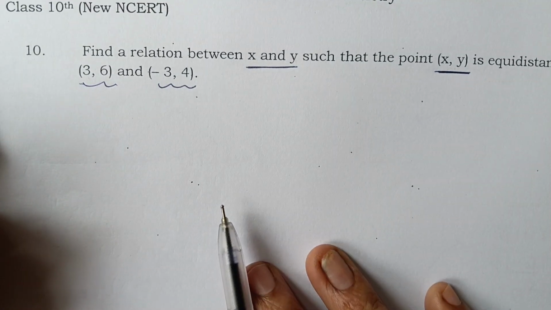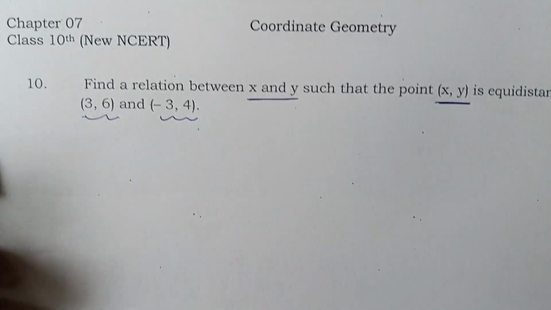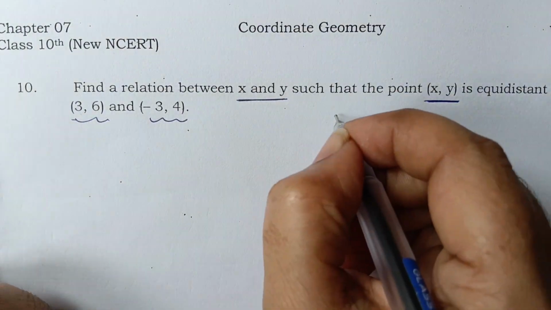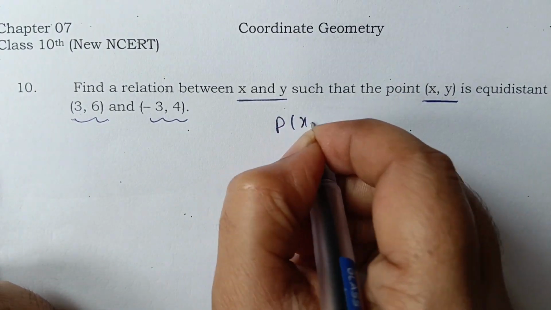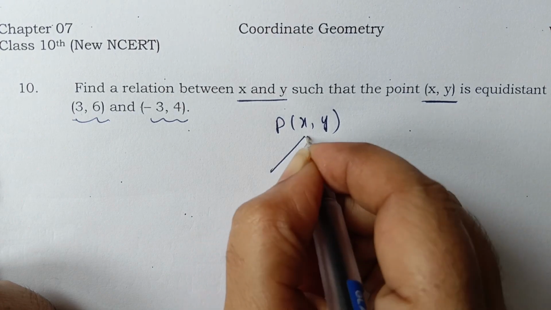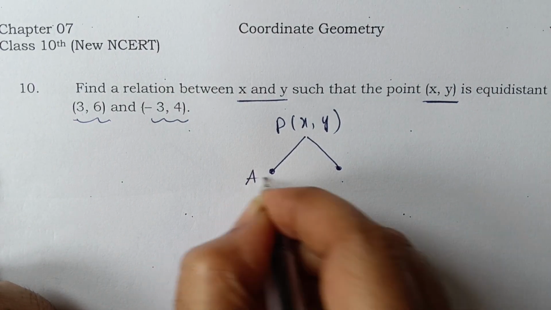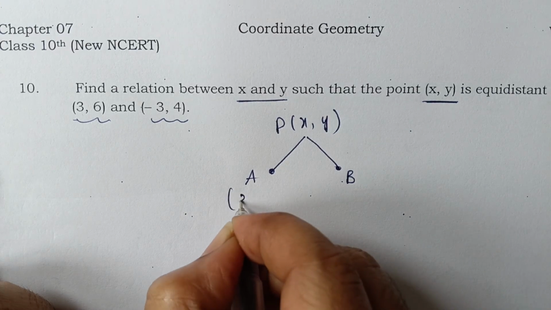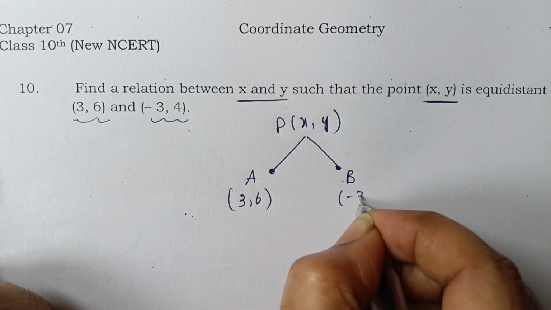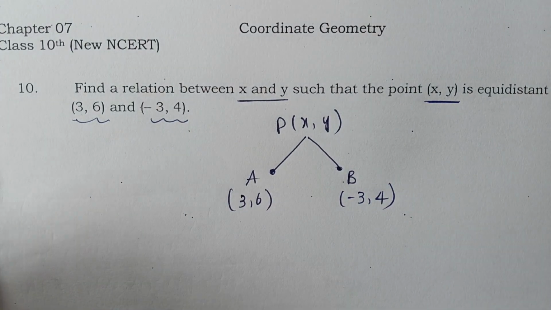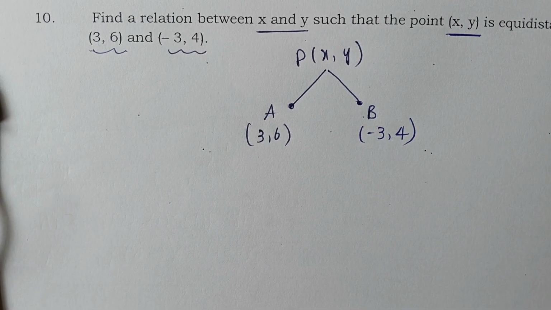Okay, first we'll draw a small rough diagram. Okay, so this is a point P x comma y which is equidistant from the other 2 points. We'll take A and this is B, 3 comma 6 and minus 3 comma 4. And now apply the condition.